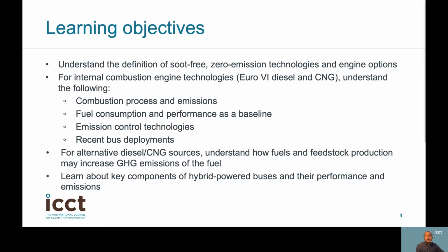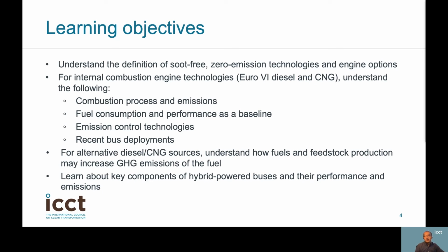Here are today's learning objectives. To understand the definition of soot-free zero-emission technologies and engine options that meet this definition. For internal combustion engine technologies, understand the combustion processes and emissions, the fuel consumption and performance as a baseline, emission control technologies, and recent bus deployments.